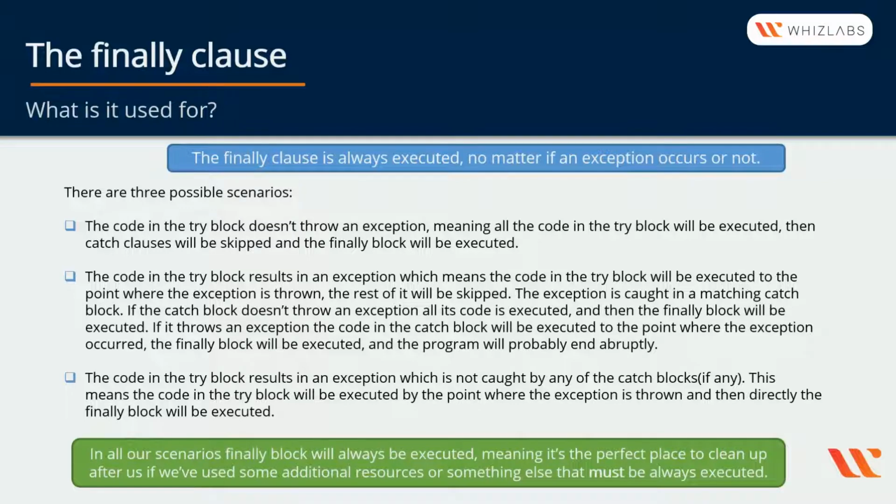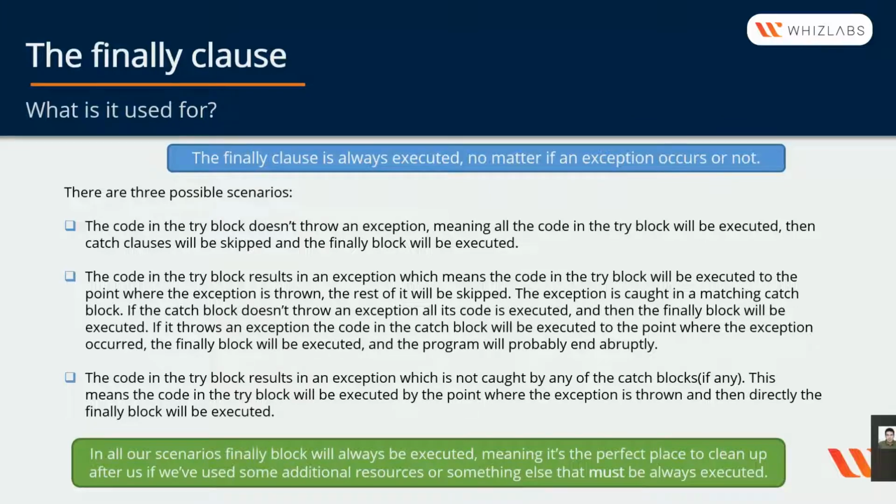If the catch block doesn't throw an exception, all its code is executed, and then the finally block will be executed. If the catch block throws an exception, the code in the catch block will be executed to the point where the exception occurred. The finally block will be executed, and the program will probably end abruptly.